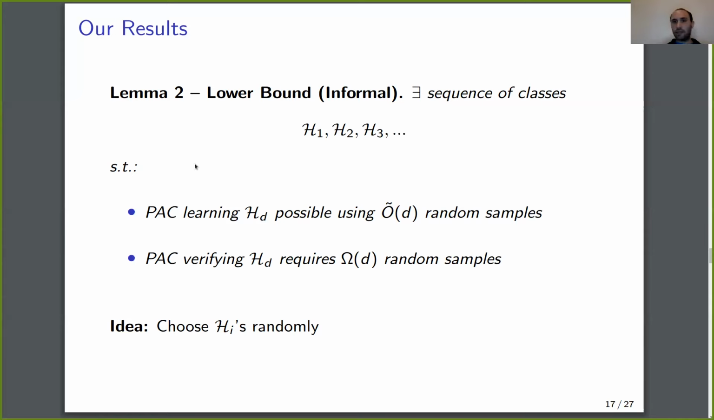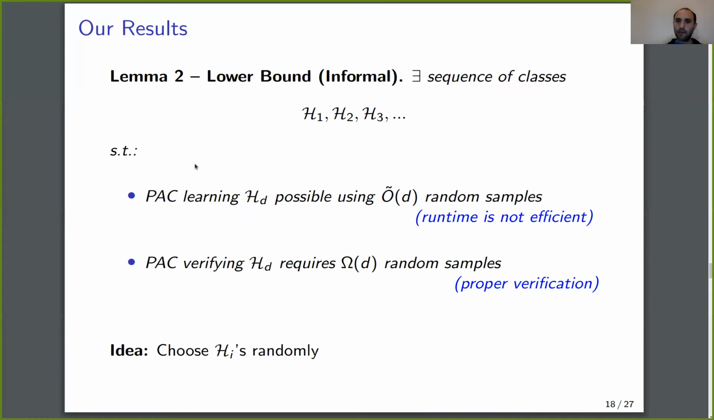And the proof of this is basically from the probabilistic method. If you choose the class according to some clever distribution, then you will get this result. So I have some caveats. In particular, even though PAC learning this class is possible using order D random samples, the runtime of the algorithm that does the PAC learning might not be polynomial. It might be exponential in the number of samples. So the runtime is not actually efficient.